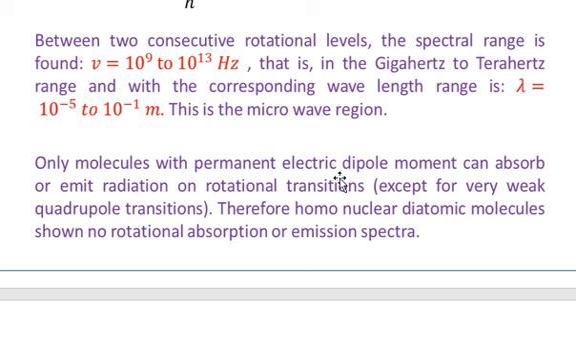Only molecules with permanent electric dipole moment can absorb or emit radiation on rotational transitions, except for weak quadrupole transitions. Therefore, homonuclear diatomic molecules show no rotational absorption or emission spectra. So you see that here we have established that homonuclear diatomic molecules will show no rotational absorption or emission spectra.